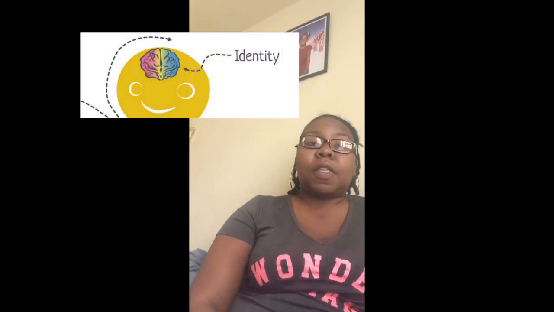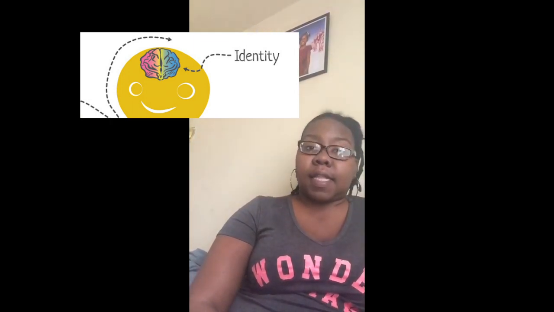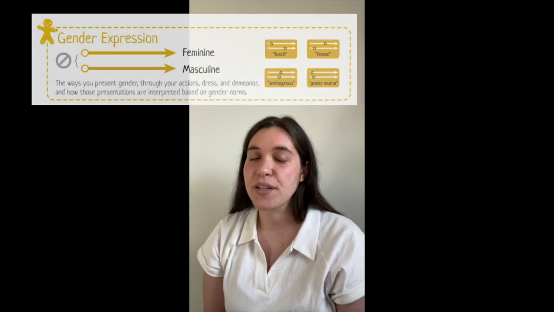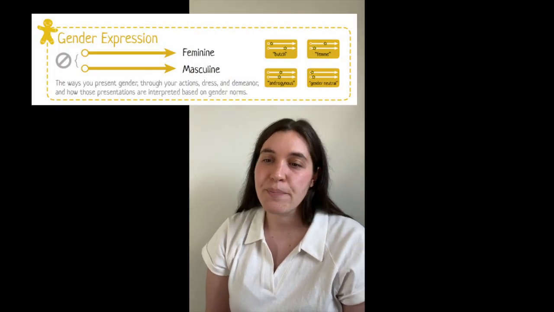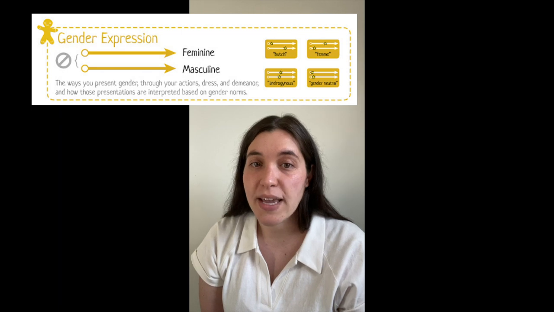Let's start with gender identity. Gender identity is a person's internal sense of identity as male, female, both, or neither, regardless of their sex assigned at birth. Next, let's look at gender expression. Gender expression is how a person presents their gender. This can include their appearance, their name, their pronouns, and their social behaviors.